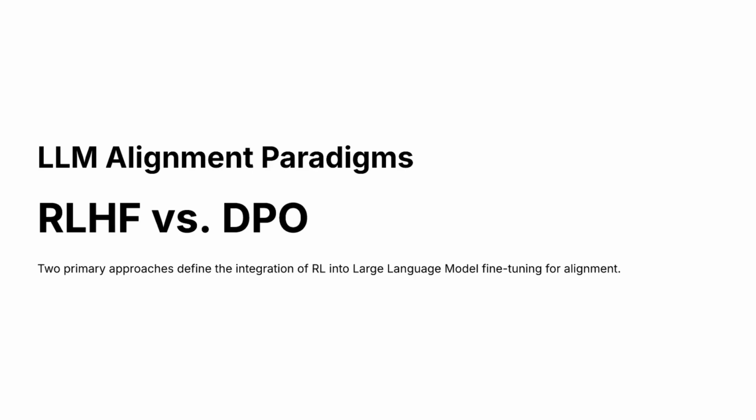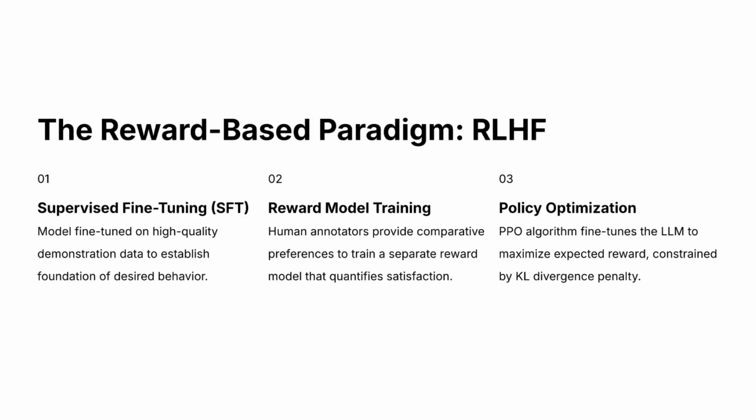DPO, or direct preference optimization, simplifies the process. Instead of training a separate reward model, it directly uses preference data to adjust the model's parameters, aligning behavior in a more stable and efficient way. So in a sense, RLHF uses an explicit reward model, while DPO embeds the preference learning directly into the optimization itself. Two distinct routes, but complementary paths toward aligning AI behavior with human intent. Let's talk about each of these models.